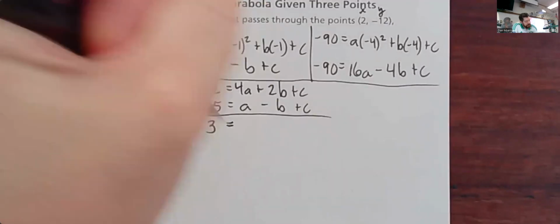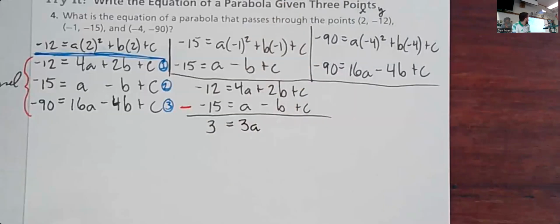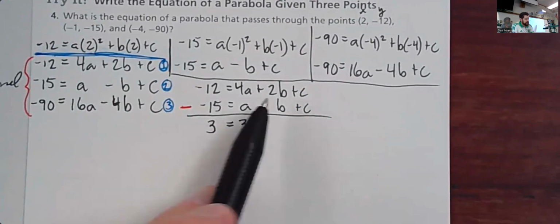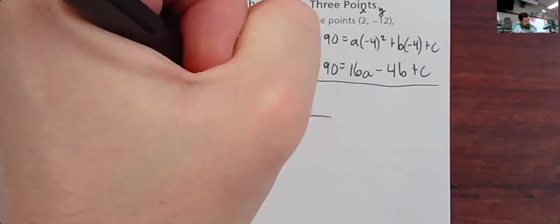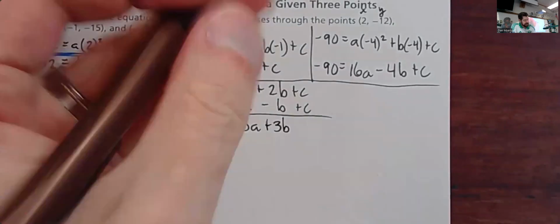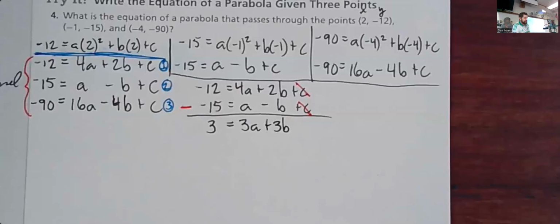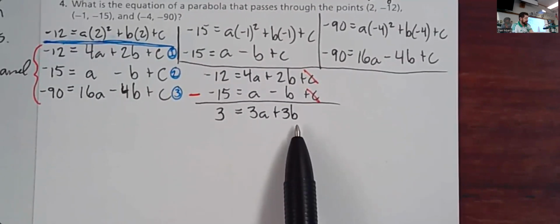All right. Then we're going to have 4A minus A, which will be 3A. And then we're going to have 2B minus negative B, which is the same as 2B plus B, which is 3B. And then C minus C cancels out. So we have one of our two equations here that has two variables. So we need to do that again.